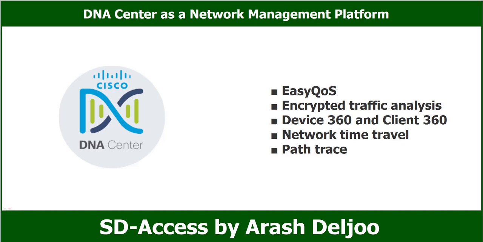After that, encrypted traffic analysis enables Cisco DNA to use algorithms to recognize security threats even in encrypted traffic. Device 360 and Client 360 give a comprehensive 360-degree view of the health of the device. Network time travel shows past client performance in a timeline for comparison to current behavior. And path trace discovers the actual path packets would take from source to destination based on current forwarding tables. In the next video, I will explain some of these features.